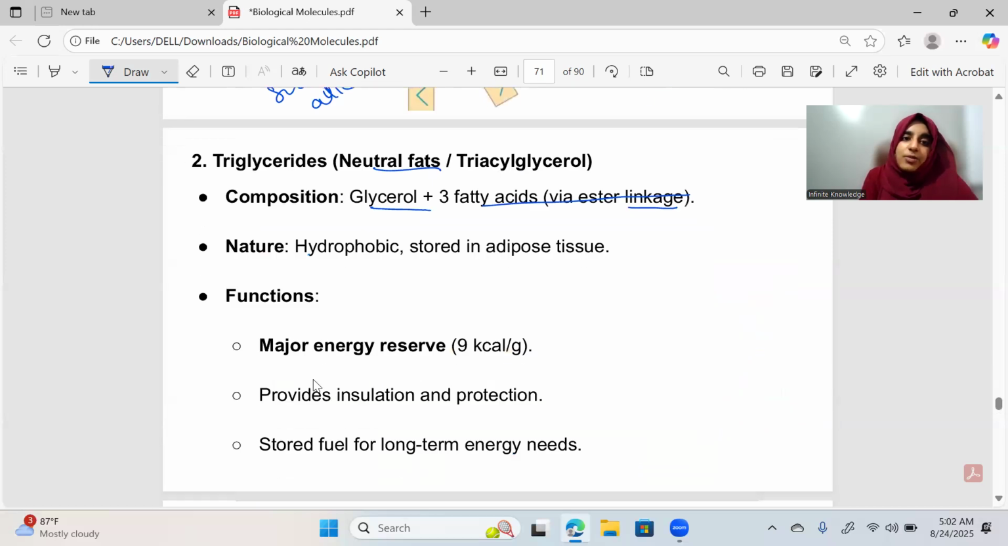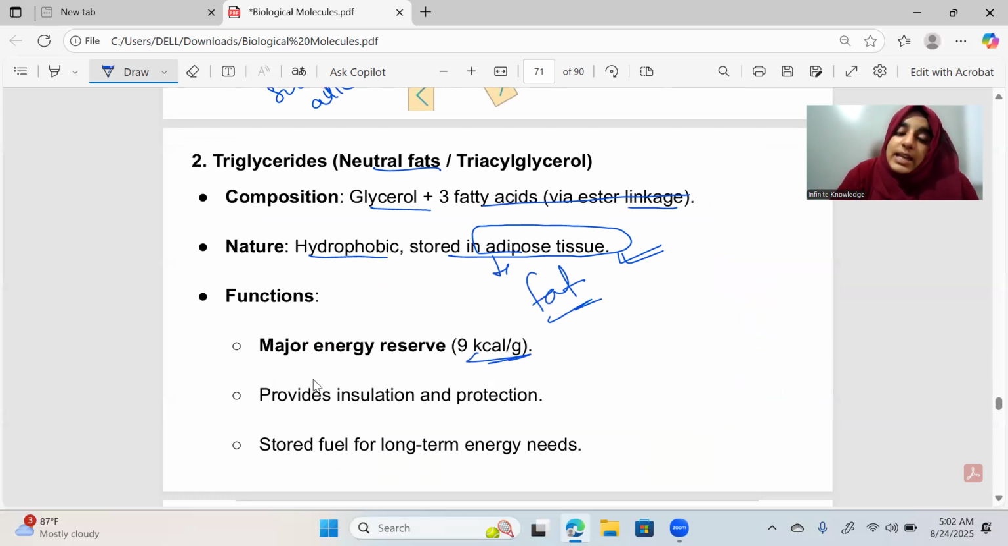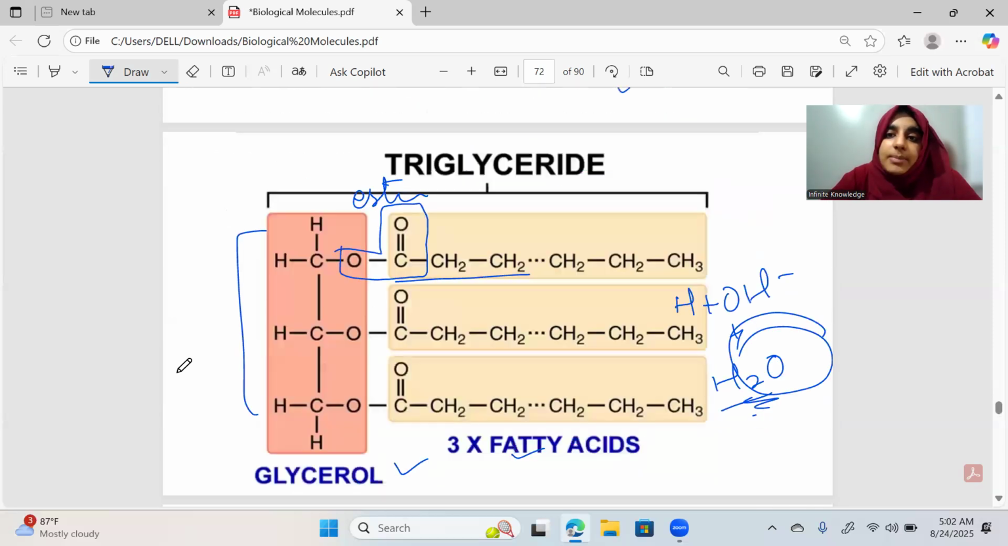The nature is hydrophobic. It is stored inside the adipose tissue. Okay, it is stored inside the cells which help to store fat. That is known as adipose. Basically, the literal meaning of adipose is fat. It is an energy reserve. It stores 9 kilocalories per gram, as I told you before. It provides insulation, protection, and it is stored for long-term energy needs.